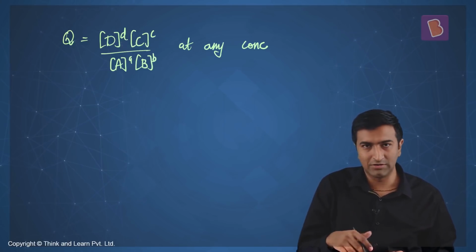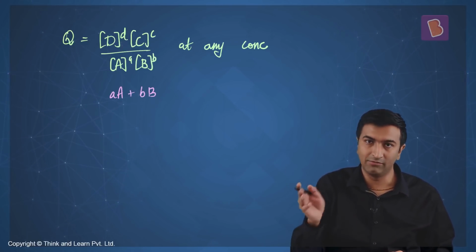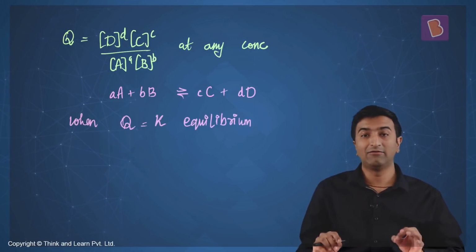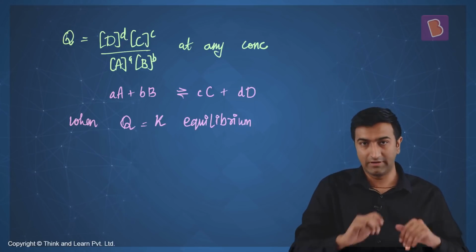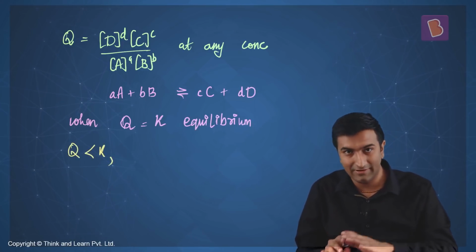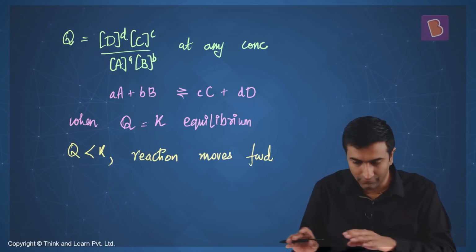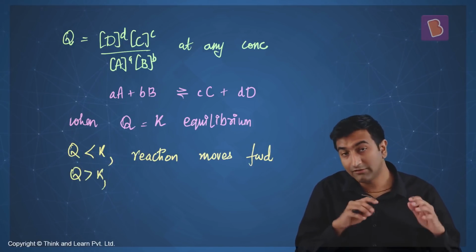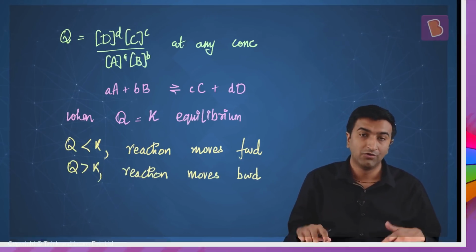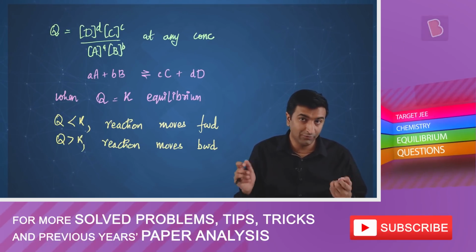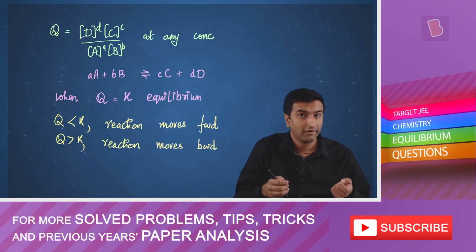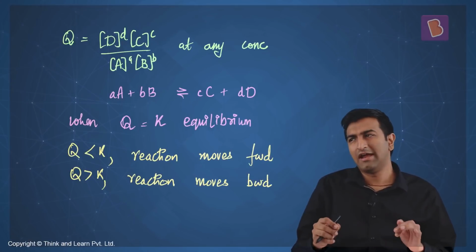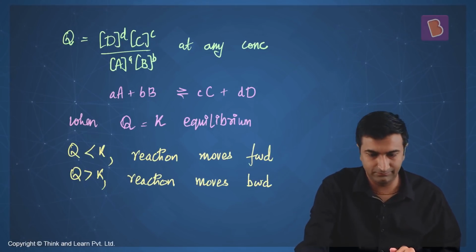Well, you look at a generic equation, right? General equation: aA plus bB gives cC plus dD. And in this expression, at equilibrium, the Q value would be equal to the value of K. Now, if Q is less than the K value, the equilibrium constant, then the reaction moves forward to achieve equilibrium. And if Q is greater than K, it moves backward to achieve equilibrium. So this expression of Q will help you figure out which direction the reaction would move. And this is a very, very interesting thing. And this is tested a lot in the JEE Advanced exam and sometimes in the main exam as well.